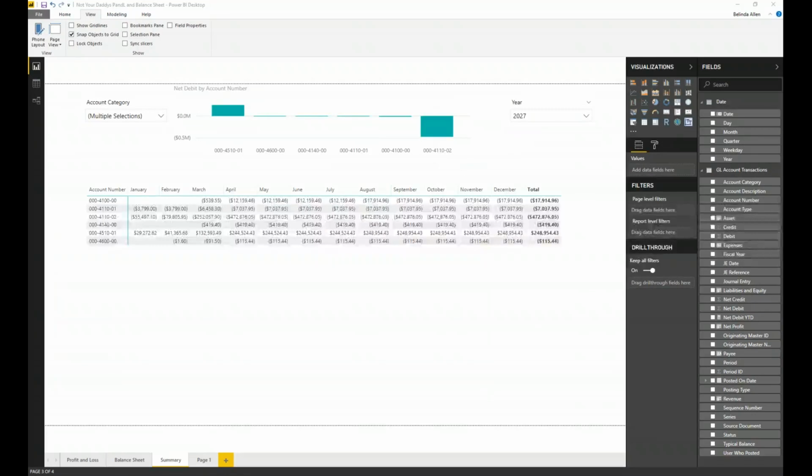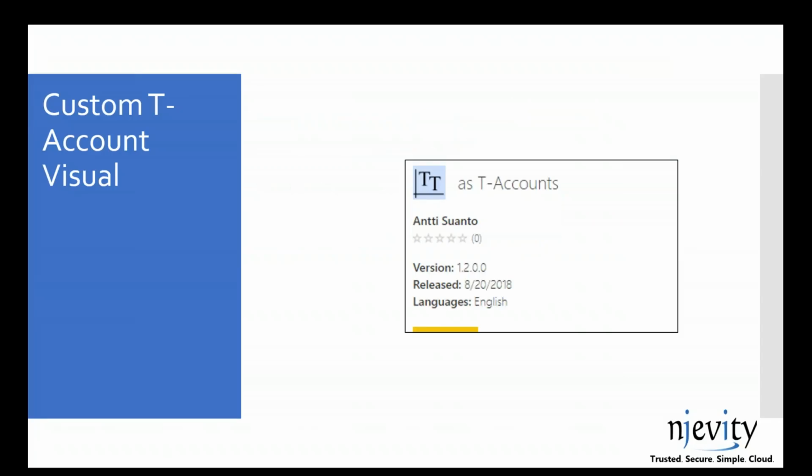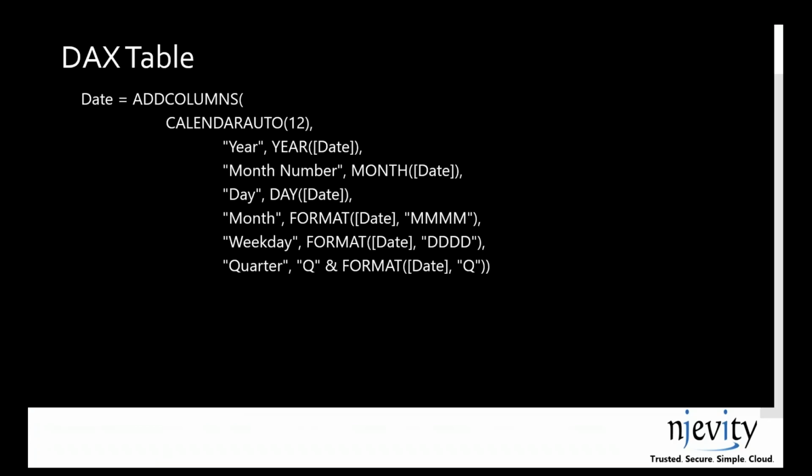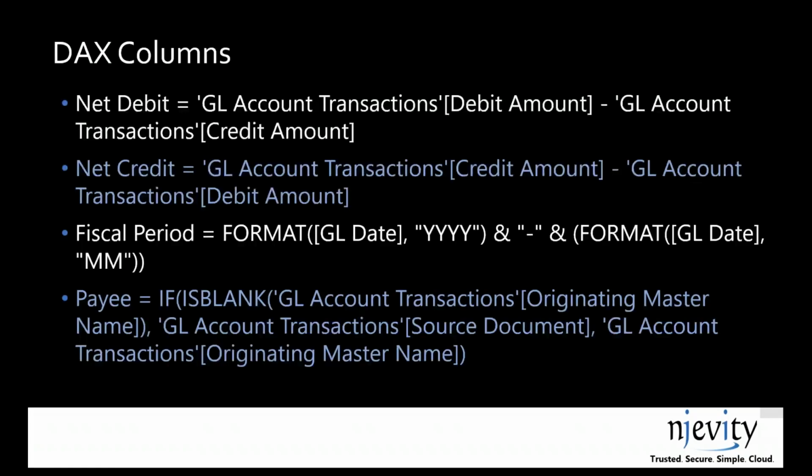Let me go back to my slides for just a moment because I'm already over by 18 minutes. Let me see if I can wrap this up in the last 2 minutes. And thank you to everybody who hung in there. On the slide deck, I do have the T account visual that I use, so you can download it. I also have copies of the formulas I used to create the DAX table and the DAX columns, including the net debit, the net credit, and the fiscal period, if you wanted to create that in DAX.